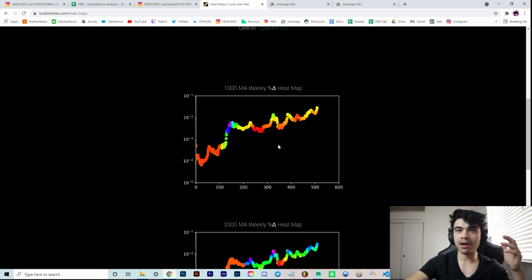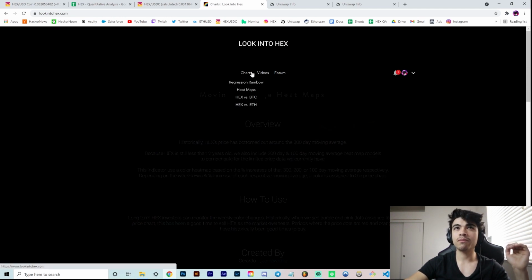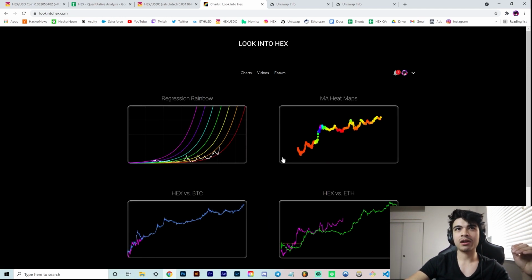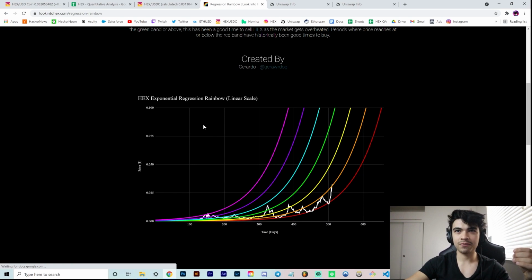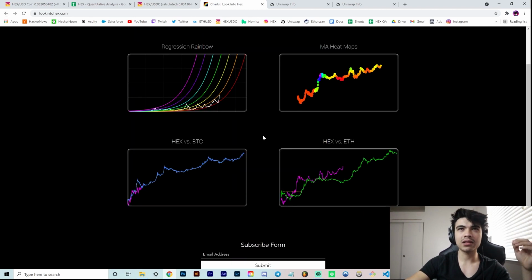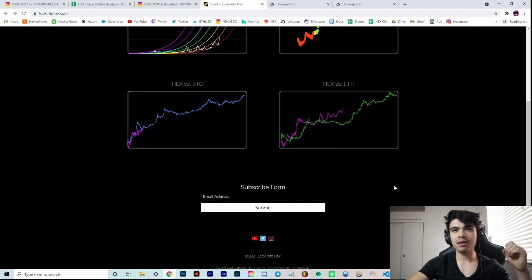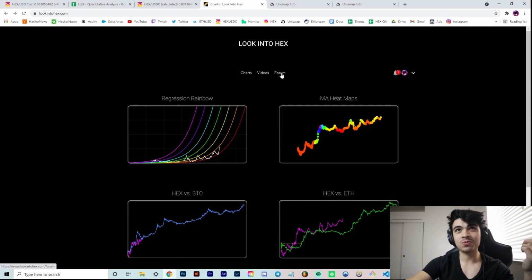These are the only non-interactive charts on the website. So I will do my best to update these as often as possible, but for the most part, if we're being real here, these three here are updated daily, so they're going to be your most reliable daily live charts, right? So again, they're on the website. Check it out if you haven't already. Look into hex.com.